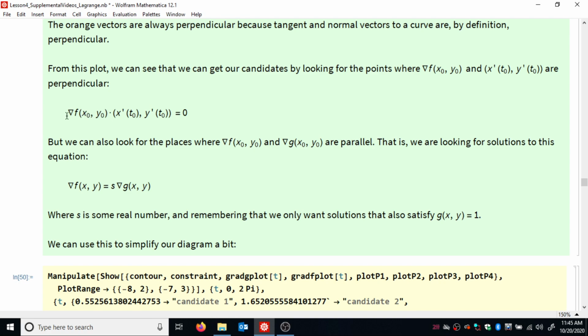So here's just an algebraic summary of what I just said. We either want the places where the gradient of f and the tangent vector to the ellipse have a dot product of 0, where they're at a 90-degree angle with each other, or equivalently, we want the places where the gradient of f and the gradient of g are parallel to each other. Well, two vectors are parallel if they are non-zero scalar multiples of each other. So if we have the gradient of f equal to s times the gradient of g, this condition will be equivalent to the previous one about the right angle between the tangent vector and the gradient of f.